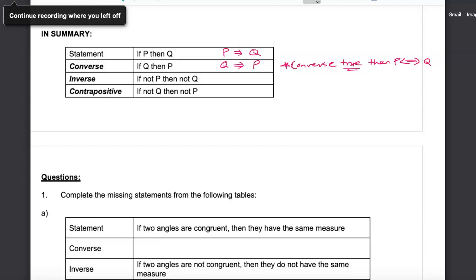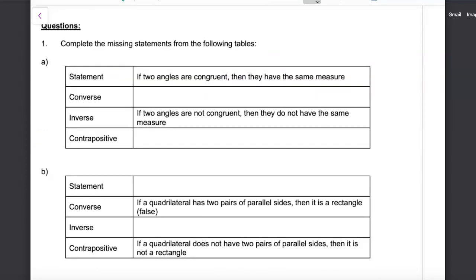But we know that, I'll highlight in yellow, that the converse and the inverse are not automatically true. So the inverse is the negation of P implies the negation of Q. Not P, then not Q. And the contrapositive is not Q implies not P. And we know that this is always true. So let's take a look at some questions.